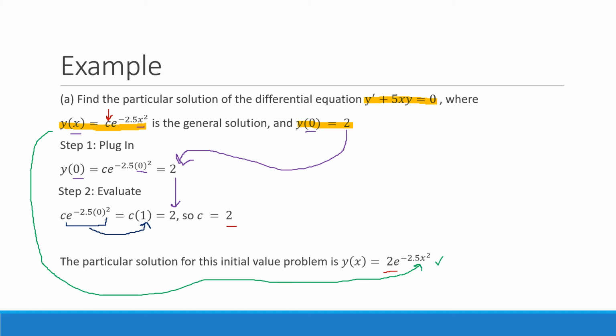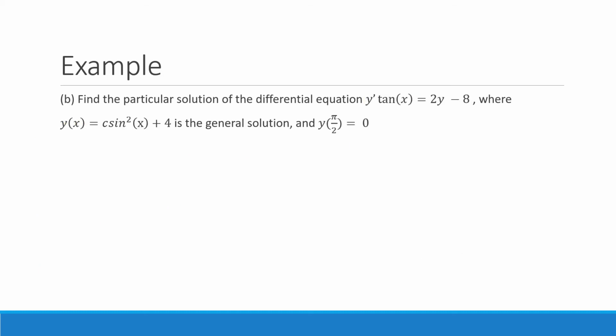So let's try another example. Here, using similar concepts, we have some differential equation, and we already have the solution for this differential equation as defined by y of x here. We are given an initial value saying that if we evaluate our general solution where x equals pi over 2, it will equal 0. Again, we are looking for this constant of integration here, and this will result in a particular solution for this initial value problem.